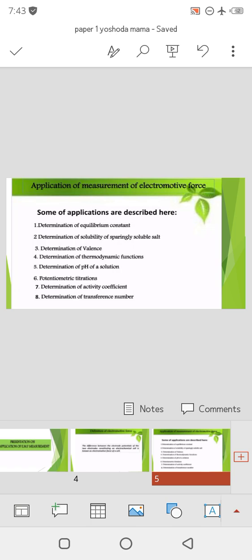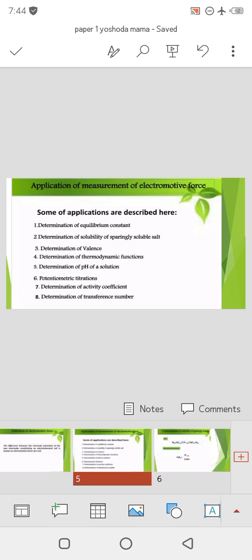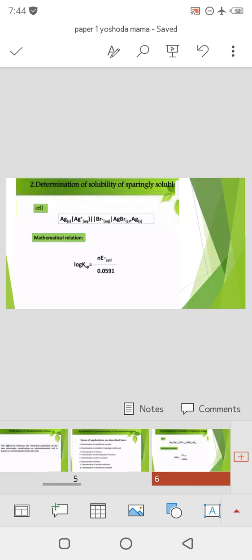Some of the applications are described here: determination of equilibrium constant, determination of solubility of sparingly soluble salt, determination of valence, determination of thermodynamic functions, determination of pH of solution, potentiometric titration, determination of activity coefficient, and determination of transfer number. So these are all the applications of EMF. Next one is the determination of solubility of sparingly soluble salt. This is the one reaction, and this is the mathematical expression of the EMF.